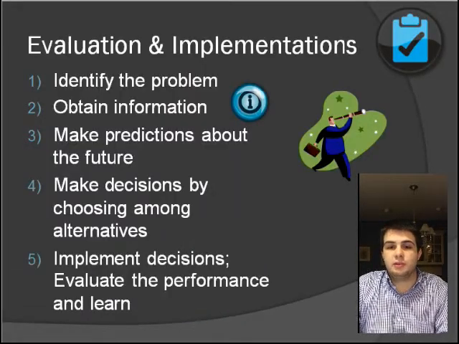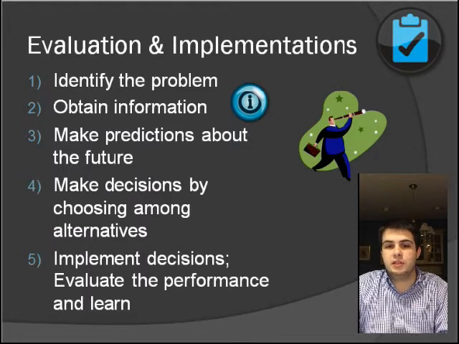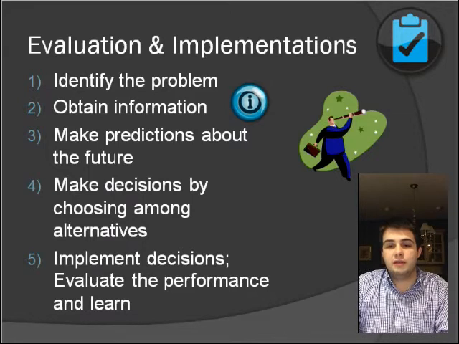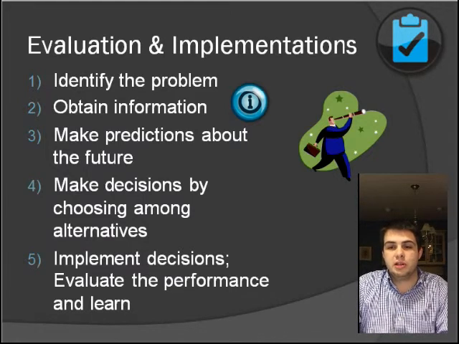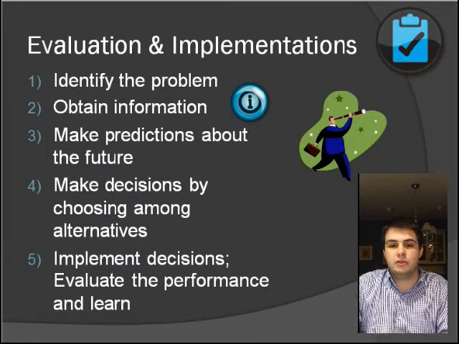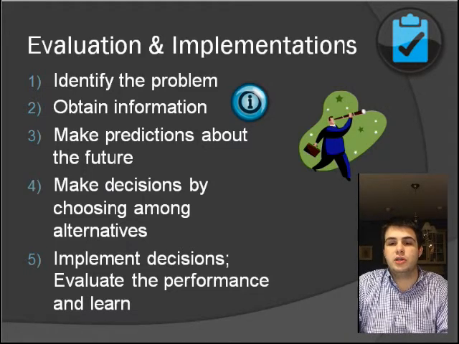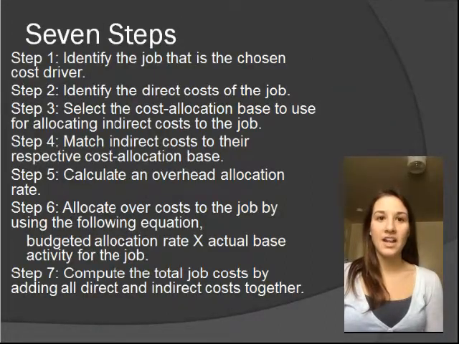There are 5 steps in the job order costing evaluation and implementation. These steps are as follows. Identify the problem, obtain information, make predictions about the future, make decisions by choosing among alternatives, and implement the decision, evaluate, and learn. The most important part in job order costing is the 7 steps.